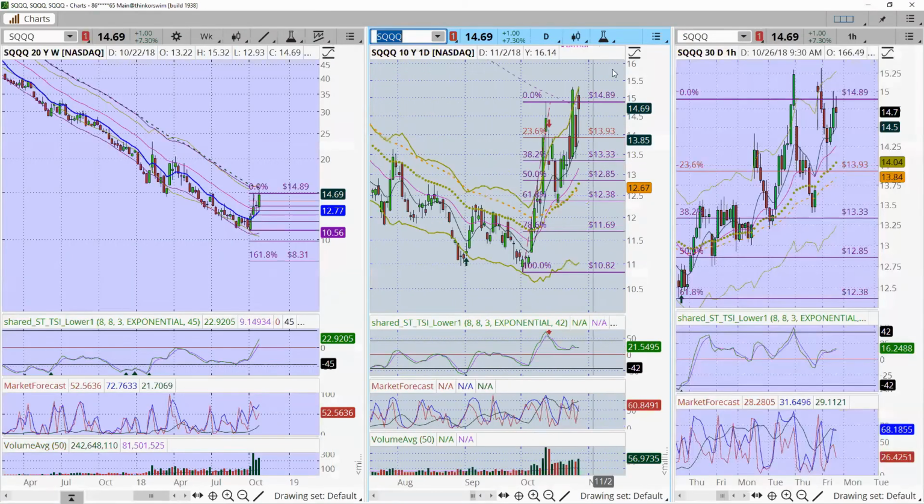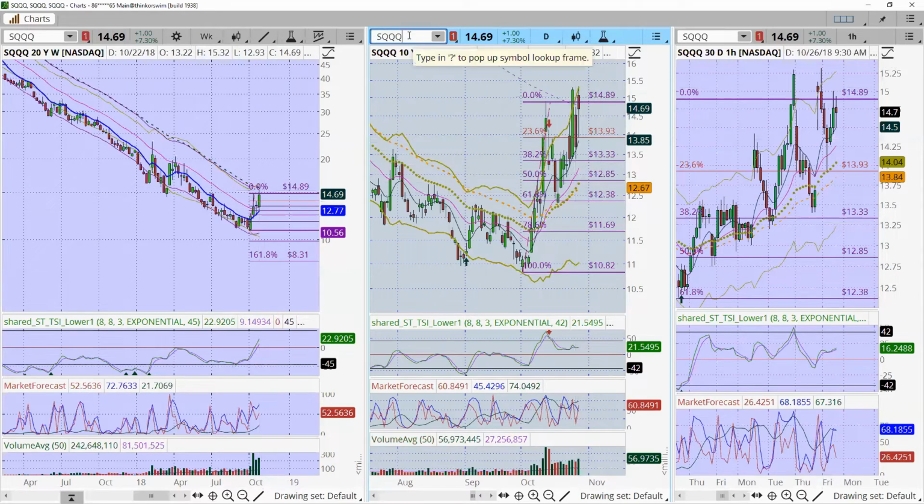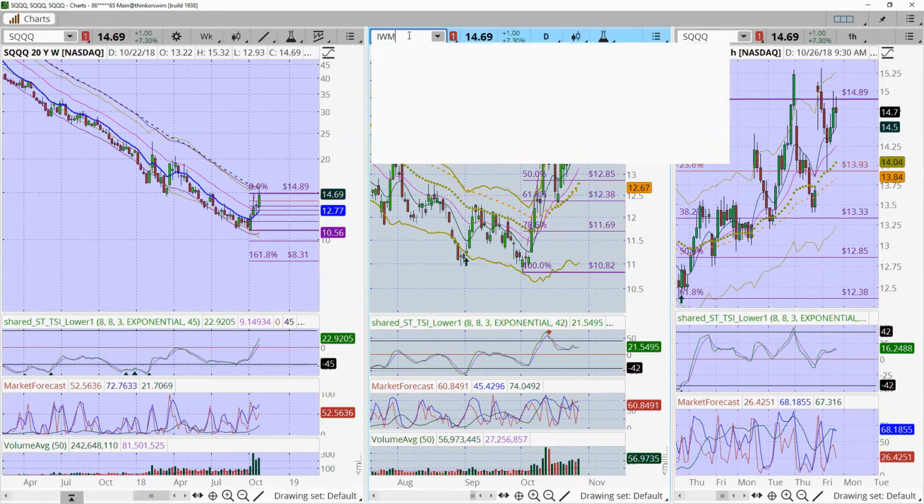And again, on SQQQ, that would probably be a pullback to about the 1350-ish level, and then a rebound from there, maybe a little bit lower. So SQQQ, last but not least, I'll talk about IWM.